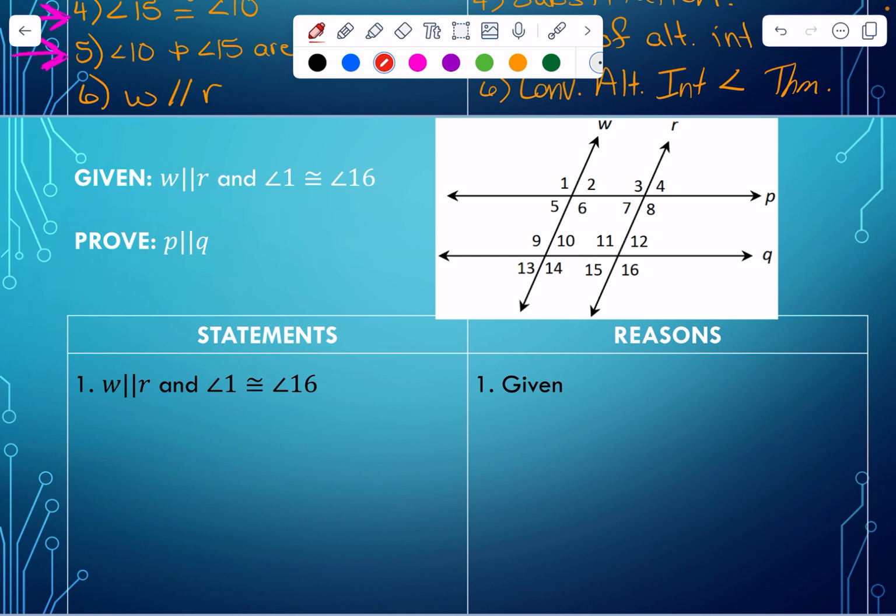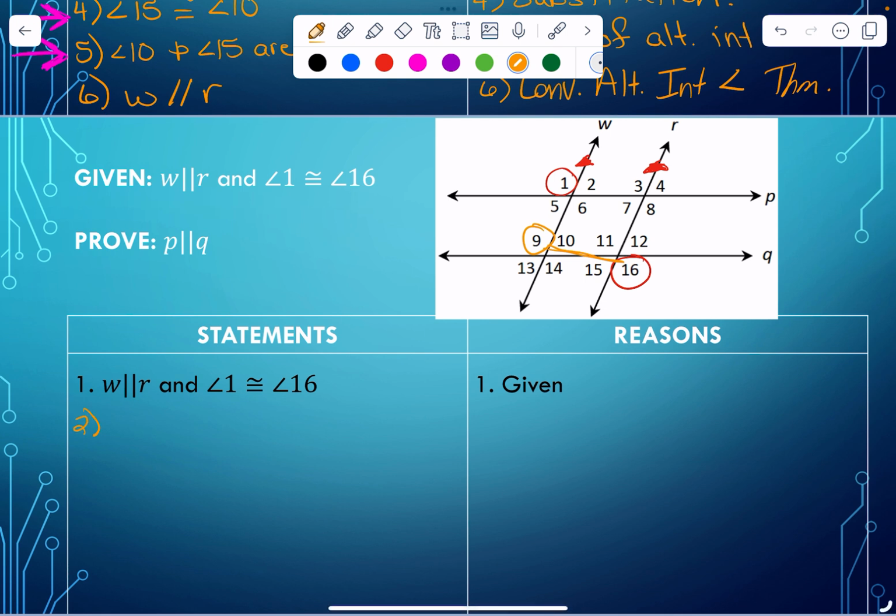So we start off, we know that W is parallel to R, and I know that 1 is congruent to 16. And I want to prove P to Q, so I need to find that angle that's related to both. Let's use angle 9. So if I look at angle 9 and 1, they're corresponding. Angle 9 and 16 are alternate exteriors. So when I look at that and I ask myself, okay, W and R are parallel, who would be already congruent? And that would be 16 and 9. So I'm going to start in.